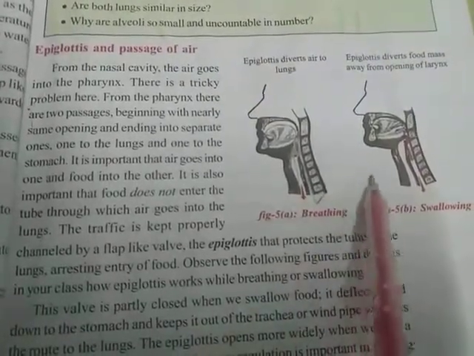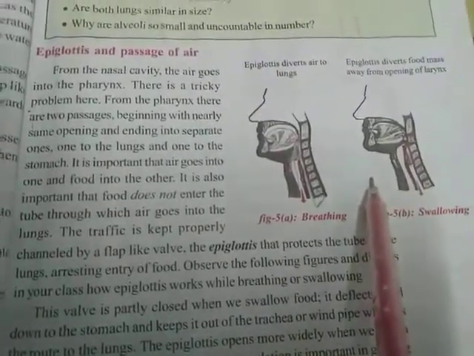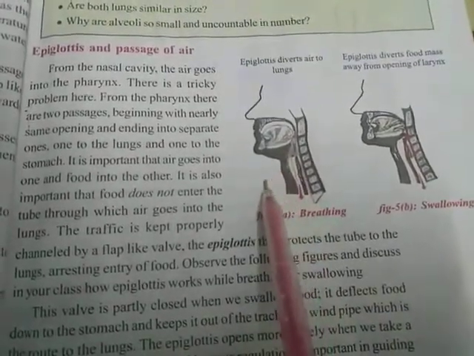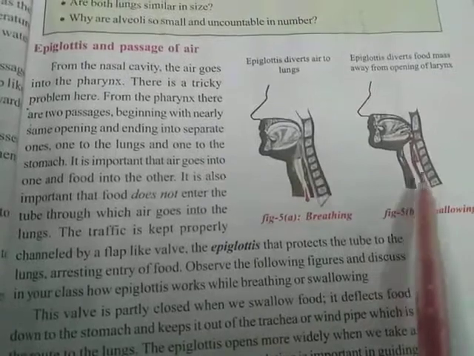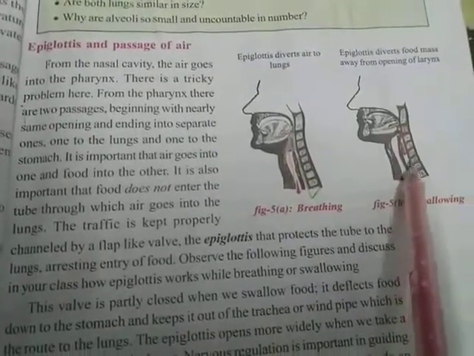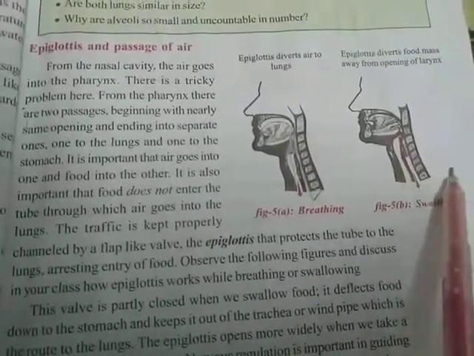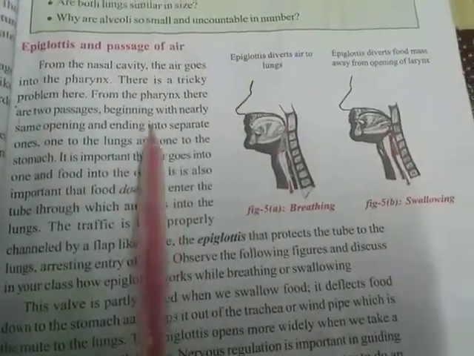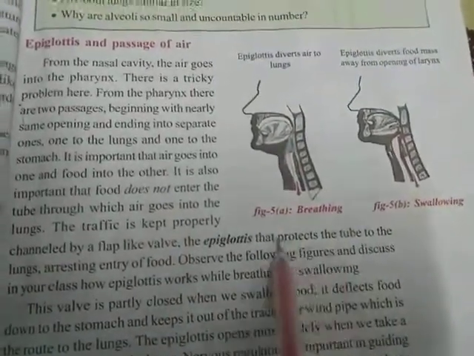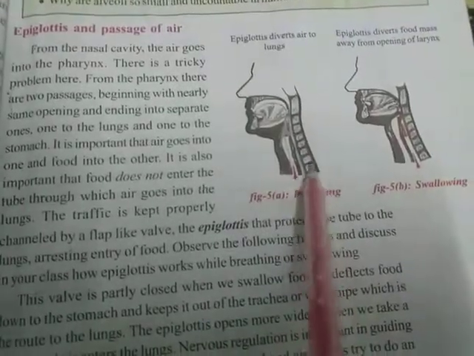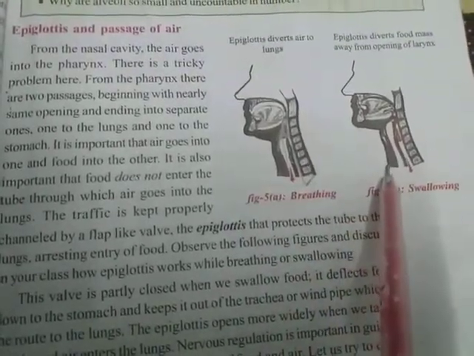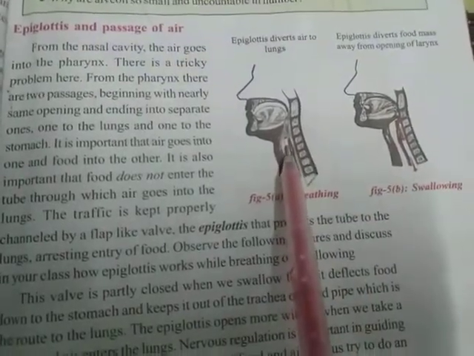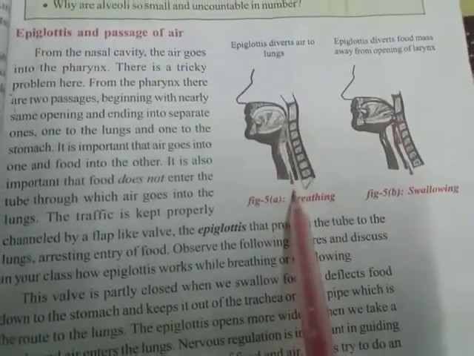So these two are useful for the passage of materials. Here in the front side tube, air can enter into our lungs. Next, through the back side tube, food materials will enter into our internal system. So the topic epiglottis and passage of air gives us information about how the food materials enter into our internal system and how the air enters into our lungs.